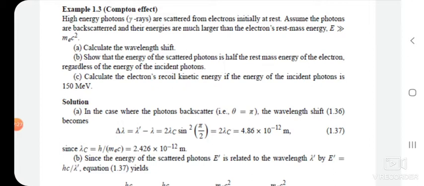Next, show that the energy of the scattered photon is half of the rest mass energy of the electron, regardless of the energy of the incident photon. Then calculate the electron's recoil kinetic energy if the energy of the incident photon is 150 mega electron volt.